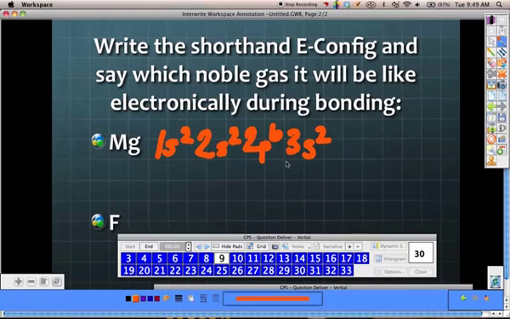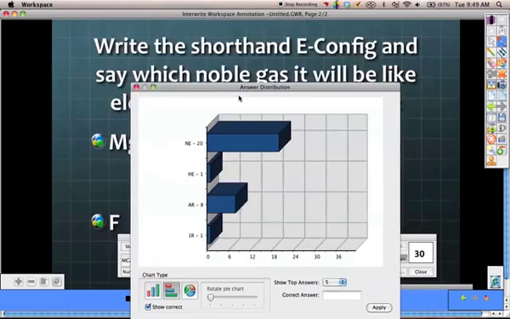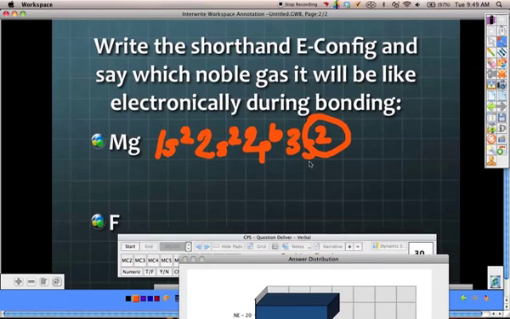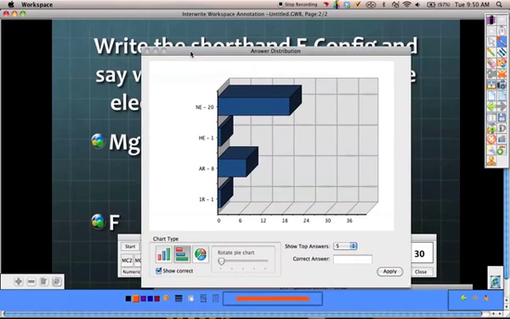Your electron configuration, if you wrote it out, should look like that, and it would lose these 2 electrons, lose those 2 from the 3rd energy level to give us an electron configuration of 1s2, 2s2, 2p6, which is the same isoelectronic series as neon. Good, we got a lot of Ne.